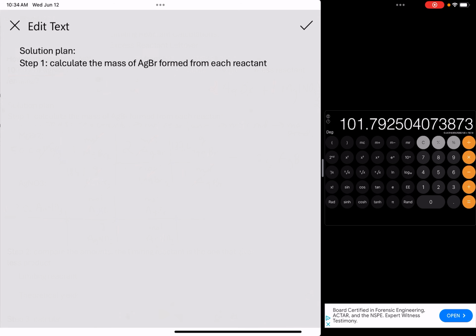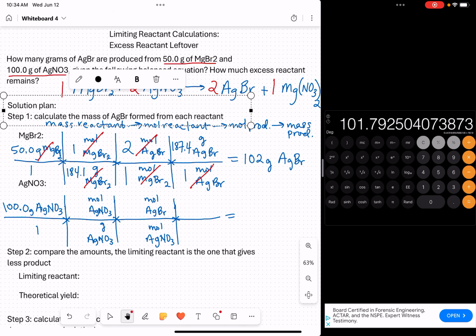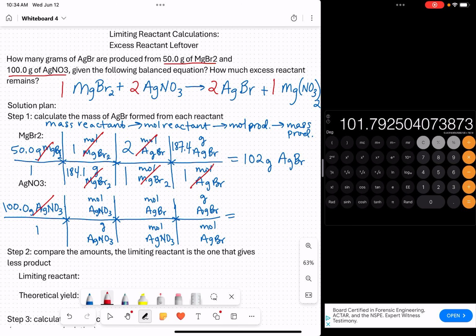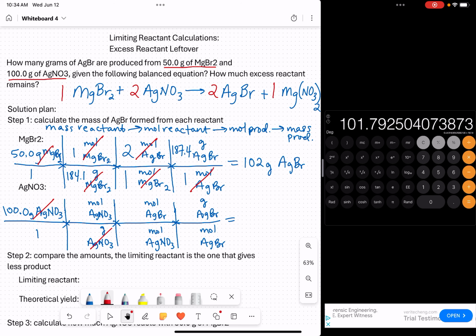And then I'm converting moles of silver bromide to grams of silver bromide. And I want to make sure everything cancels. So grams is canceling there. Moles of silver nitrate cancels here. Moles of silver bromide cancels there. And I'm left with grams. Now I need to fill in my numbers. The molar mass of silver nitrate is 169.9. Oops, that should be 9.